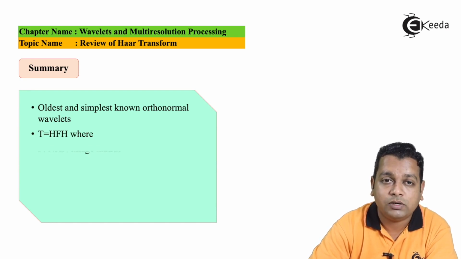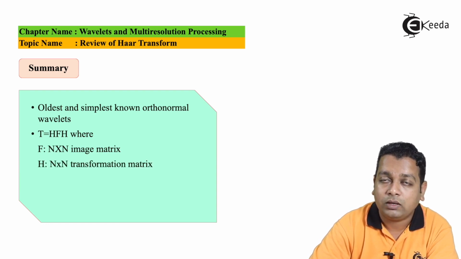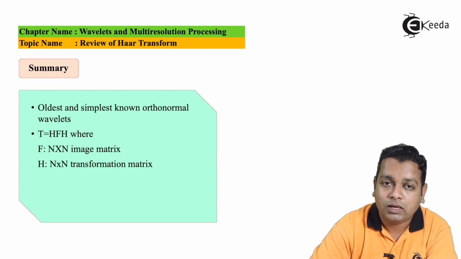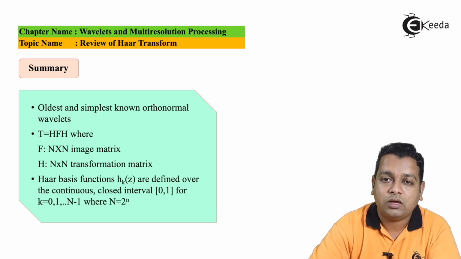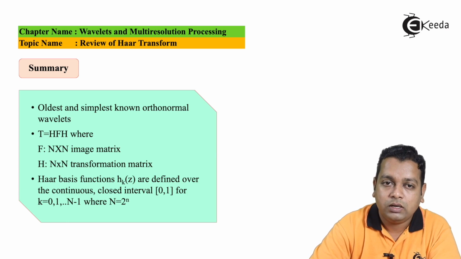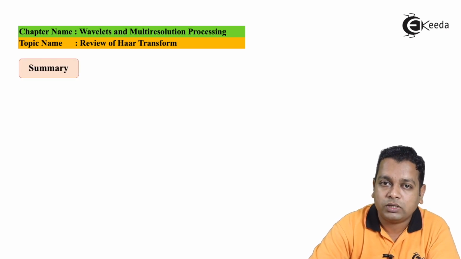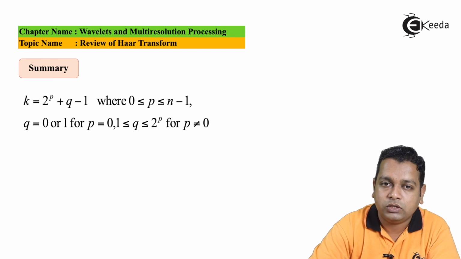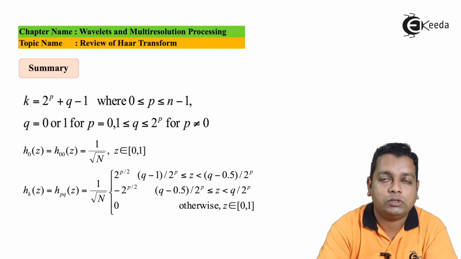The formulation can be capital T equal to H into capital F into capital H again, where F is the image of dimension n by n, and capital H is the n by n, same order transformation matrix, the basis matrix you can say. The Haar basis function representation by hk of z, the formulation we have shown, is defined over the continuous closed interval between 0 to 1 for the values of k. So these were the formulations to compute k, the conditions with respect to p, q and the transfer function we have shown you. The Haar wavelet filters can also be possible.